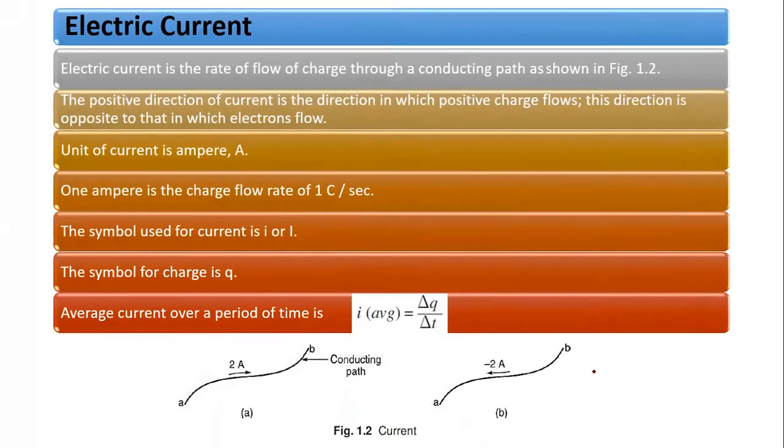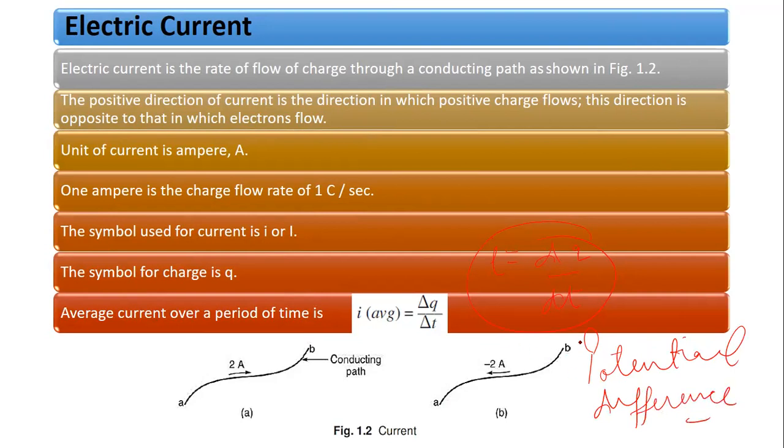Then we have electric current. You all are aware of what an electric current is. I is equal to dq by dt, the rate of change of charge. When the charge flows, electric current is produced, and the charge we are talking about is basically the electron. Why does the electron flow? It flows because of the potential difference, which is responsible for the flow of electrons.